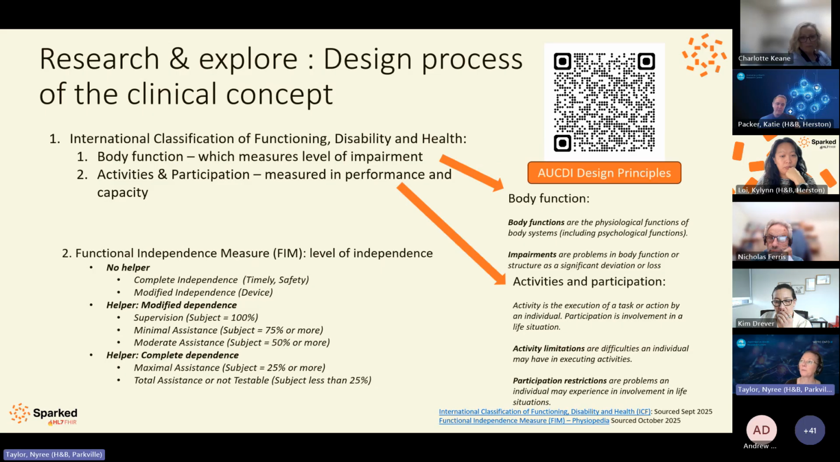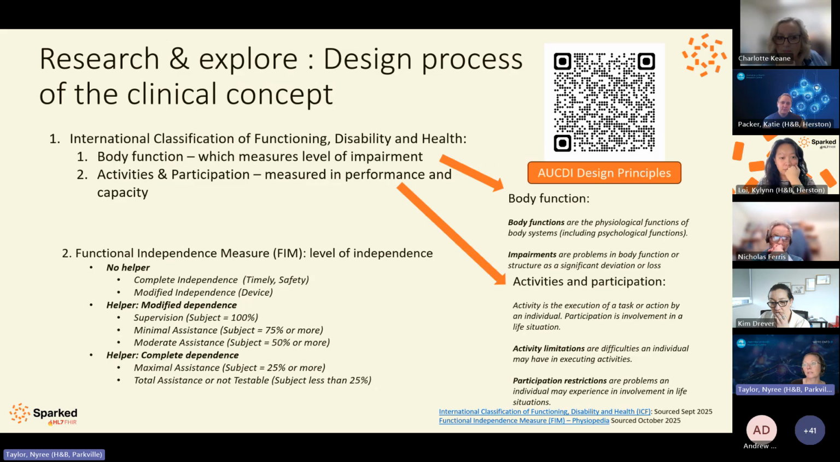So then we went from the brainstorm, we went to the research, and we looked at the International Classification of Functioning, Disability and Health. And they have two categories where they define body function, which measures the level of impairment. And that's the physiological functions of body systems, including psychological functions. And the impairments are problems in body function or structure as a significant deviation or loss.